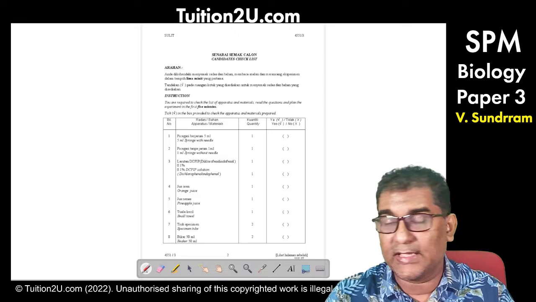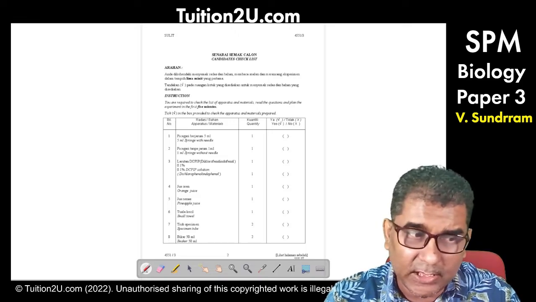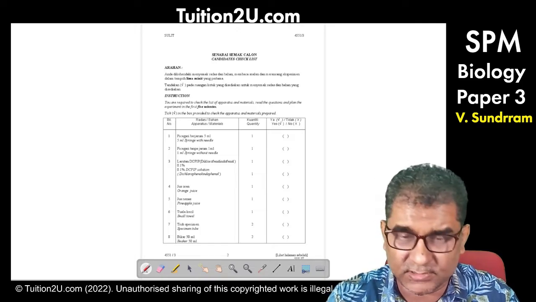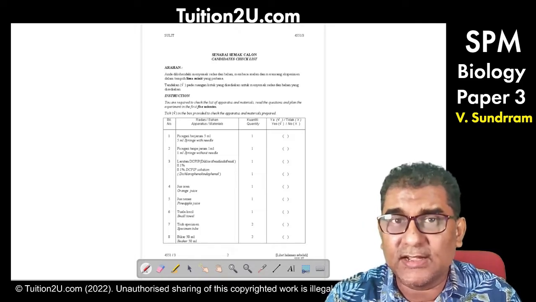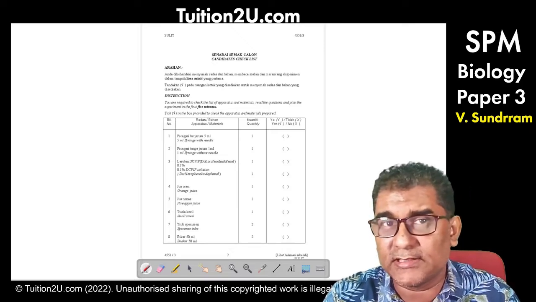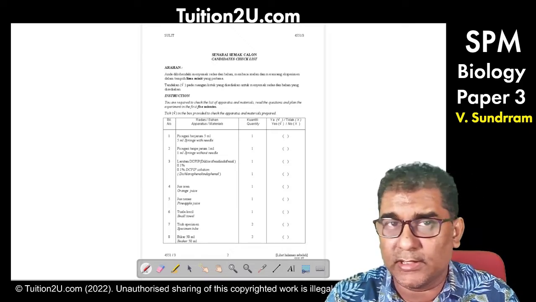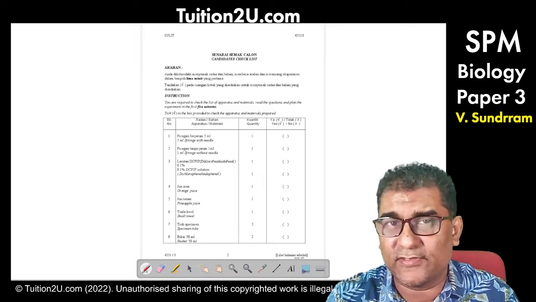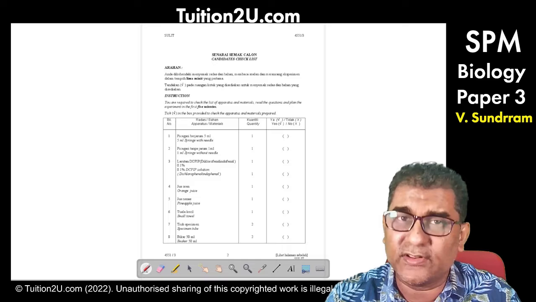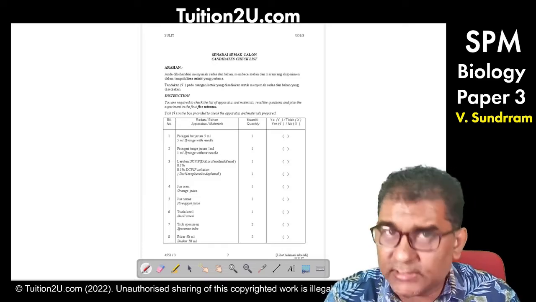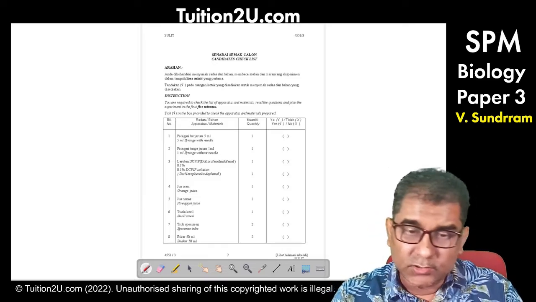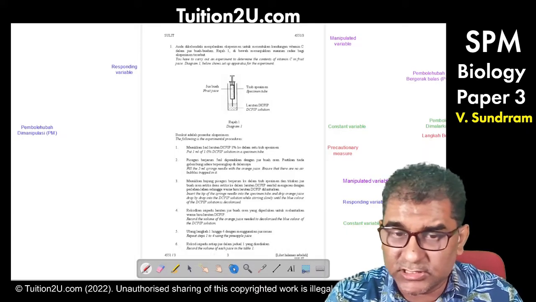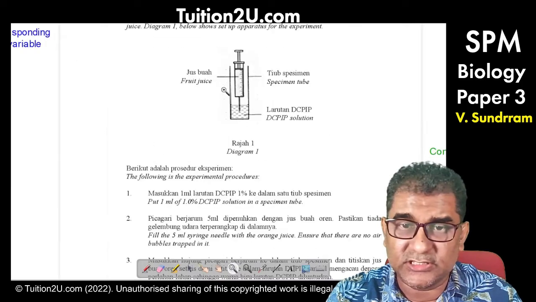We don't know whether it's going to be a guided or unguided experiment, but the difference between the two is basically the first question. If it's unguided, you need to inform the examiner how you control the manipulated, responding and controlled variables. That's the only difference. Other than that, every question remains the same. We'll tell you the techniques for how to get all of that. If you go to the next page, this is an experiment related to DCPIP.